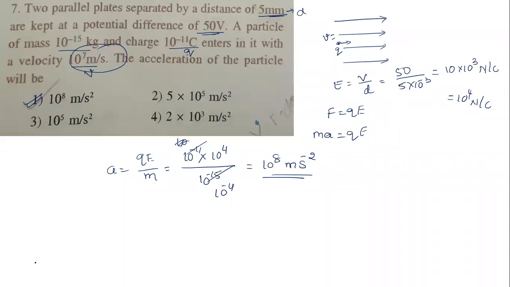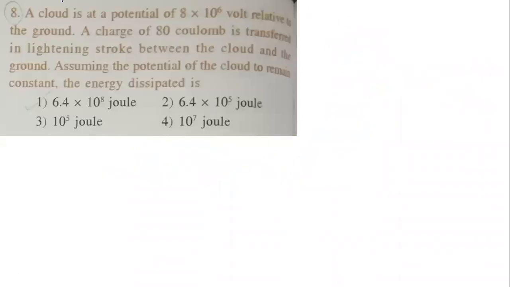Next question. Question number 8. A cloud is at a potential of 8 into 10 power 6 volt relative to the ground. Ground potential we always take as zero potential, right? So the potential difference between the ground and the cloud is 8 into 10 power 6 volt.